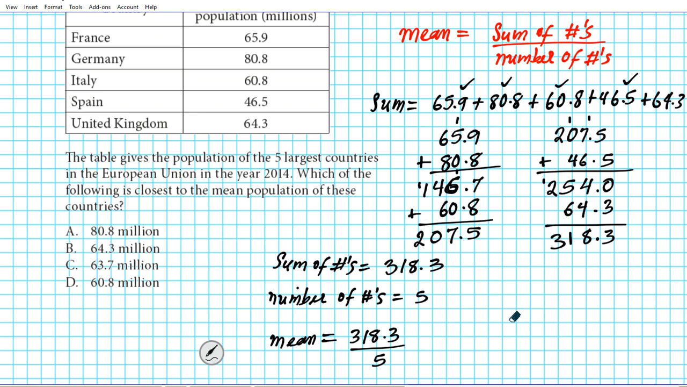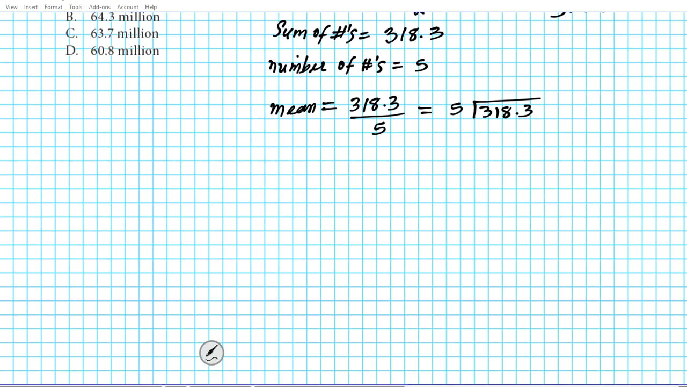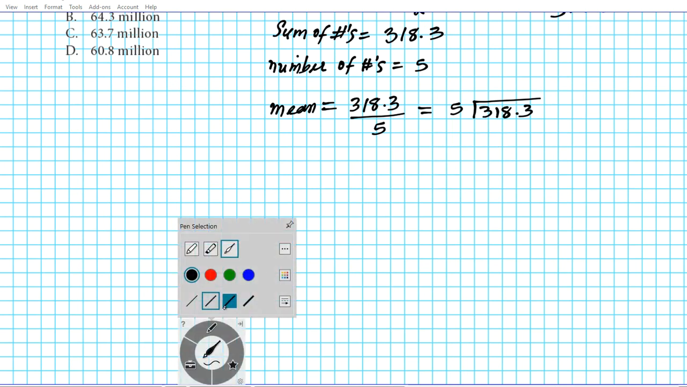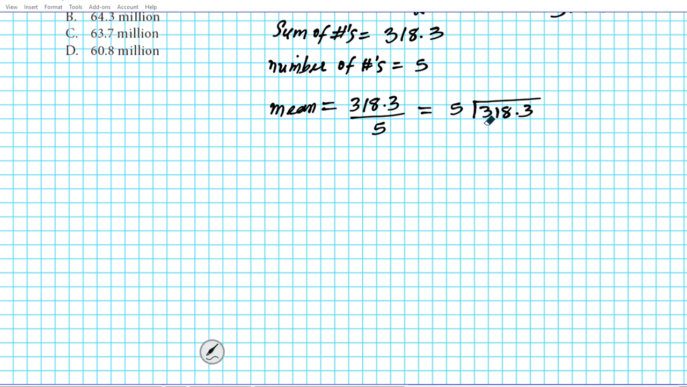Alright, let's go ahead and compute this using long division. So we are going to have 5 divided into 318.3. Okay, so let's do our long division. We'll look at how many times does 5 go into 3? 5 doesn't go into 3. How many times does 5 go into 31? 6 times. 6 times 5 is 30. Subtract. We have 1. We bring down the 8. How many times does 5 go into 18? 5 goes into 18 3 times, because 3 times 5 is 15.